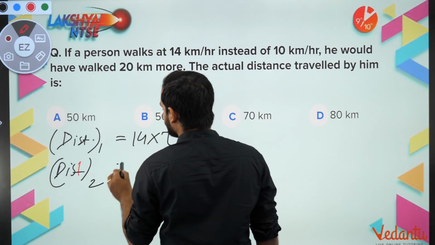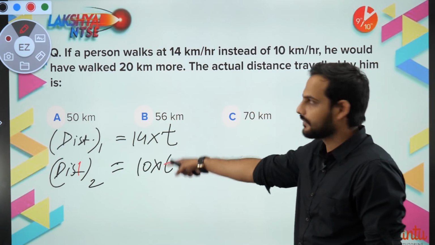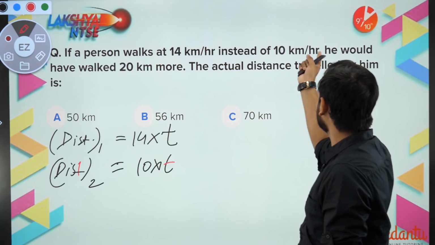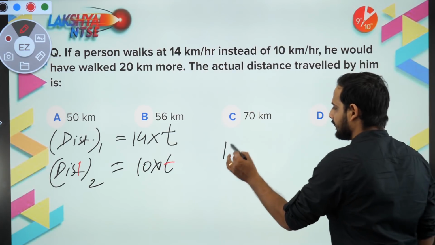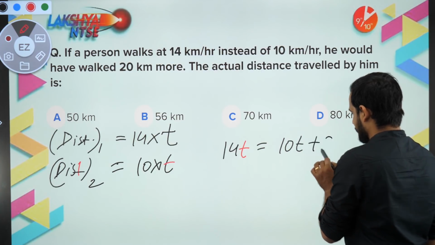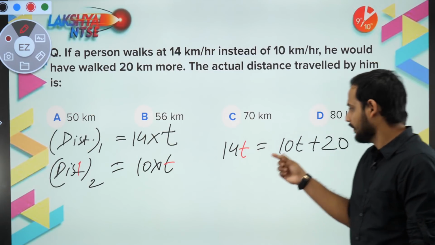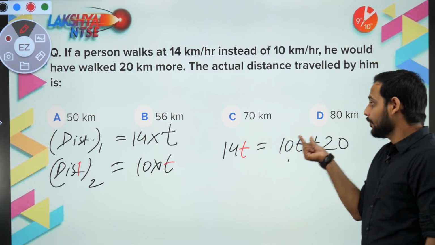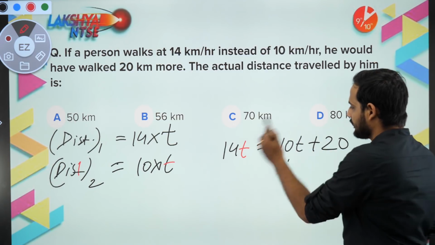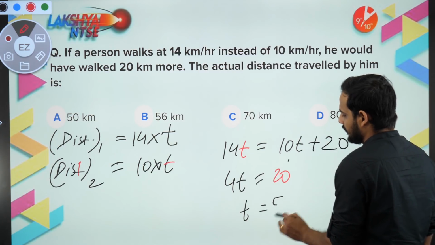The other distance will be 10 into t. They are saying that if he is walking at 14 km per hour, he walks 20 km more. That means 14t is equal to 10t plus 20. When he is walking at 14 km per hour, the distance is 20 km more than what he walked at 10 km per hour. Shift this, and you get 4t equal to 20, so t is equal to 5 hours.